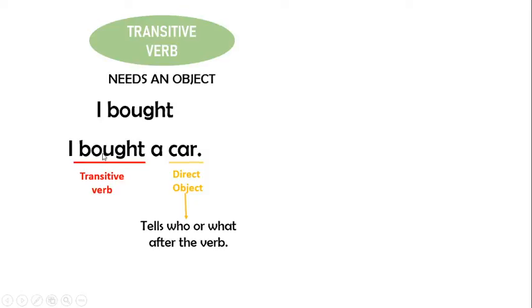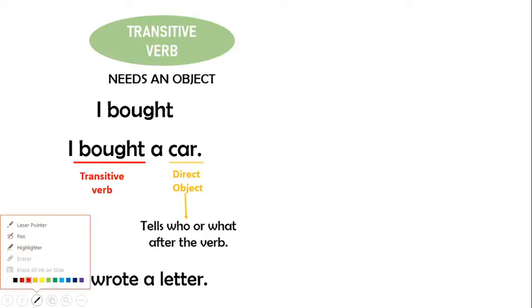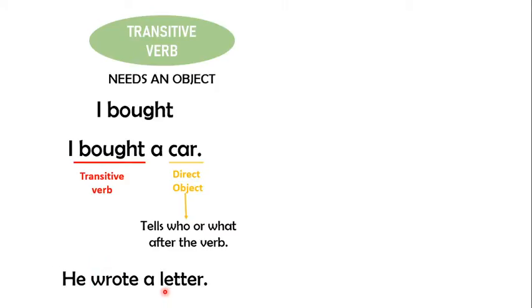So here, I bought what? Okay, very good. A car. So here, car is our direct object. Another example. He wrote a letter. So here, our verb is the word wrote, right? That is our verb, while our direct object is letter, right? It's because it answers the question, it tells what after the verb. He wrote what? A letter.